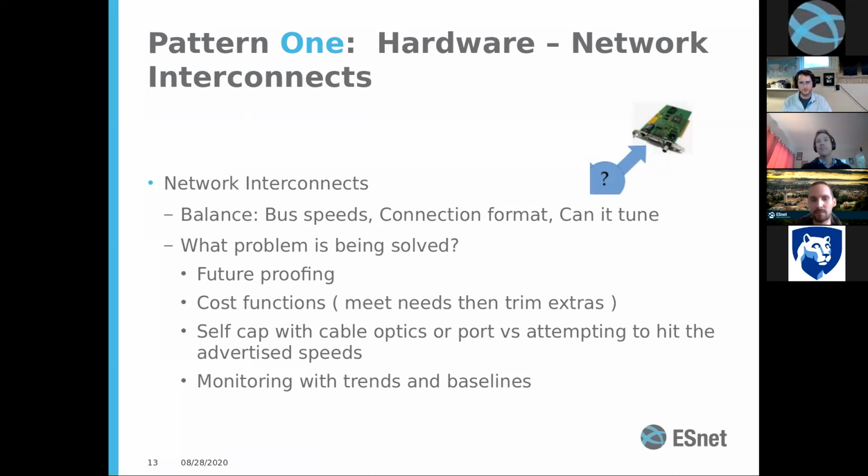Again, in this place, we're balancing bus speeds because we're trying to keep that card fed. We need the storage system to work in harmony with the CPU and the RAM to keep that data going onto the wire. Connection formats, are you going to use copper? Are you going to use optical? Are you on a wireless link for some weird reason? What needs to happen there?